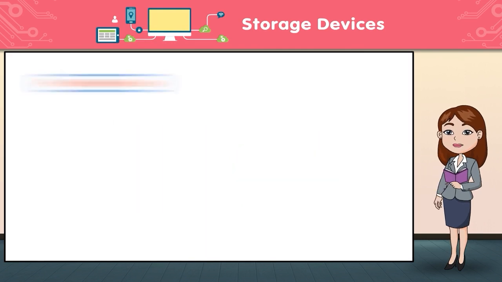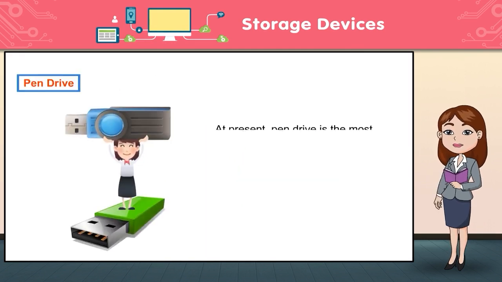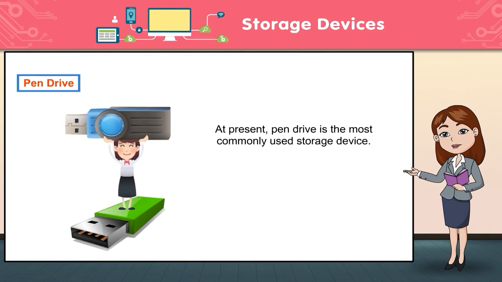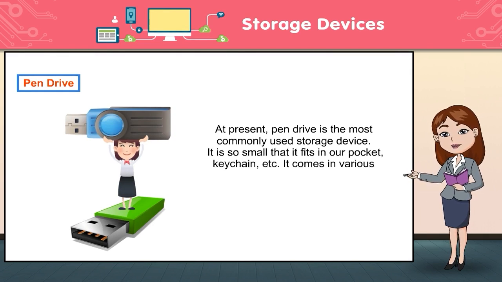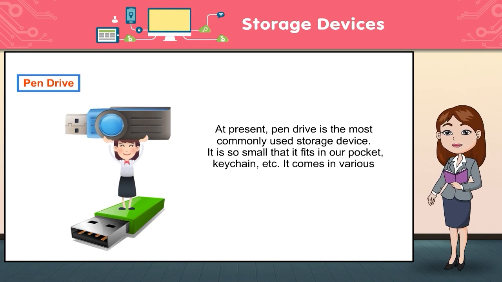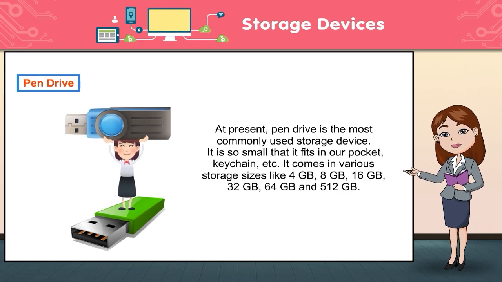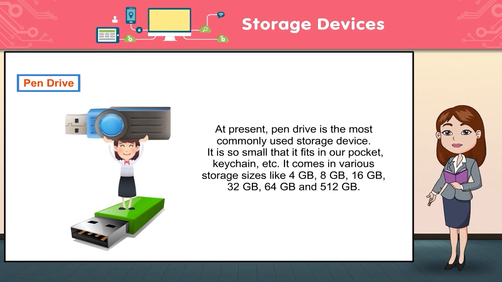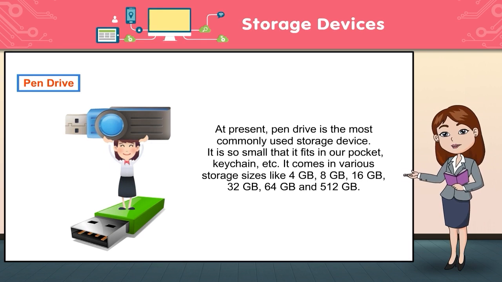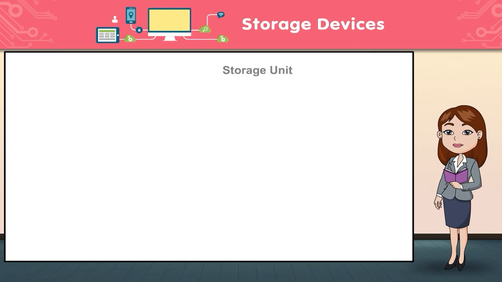Pen drive. At present, pen drive is the most commonly used storage device. It is so small that it fits in our pocket, keychain, etc. It comes in various storage sizes like 4 GB, 8 GB, 16 GB, 32 GB, 64 GB, and 512 GB.